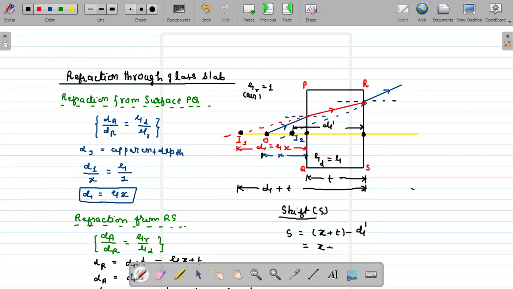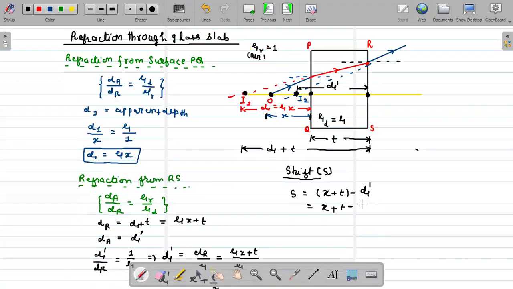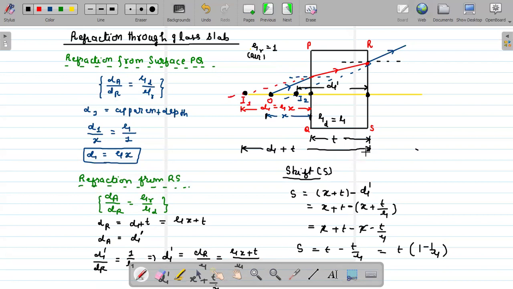So we will get x plus t minus d1 dash, and d1 dash is x plus t divided by mu. So solve this: x plus t minus x minus t by mu. Cancel out x with x, and you will get t minus t by mu. Finally you get the shift t times 1 minus 1 upon mu. So this is the shift when refraction takes place through a glass slab.